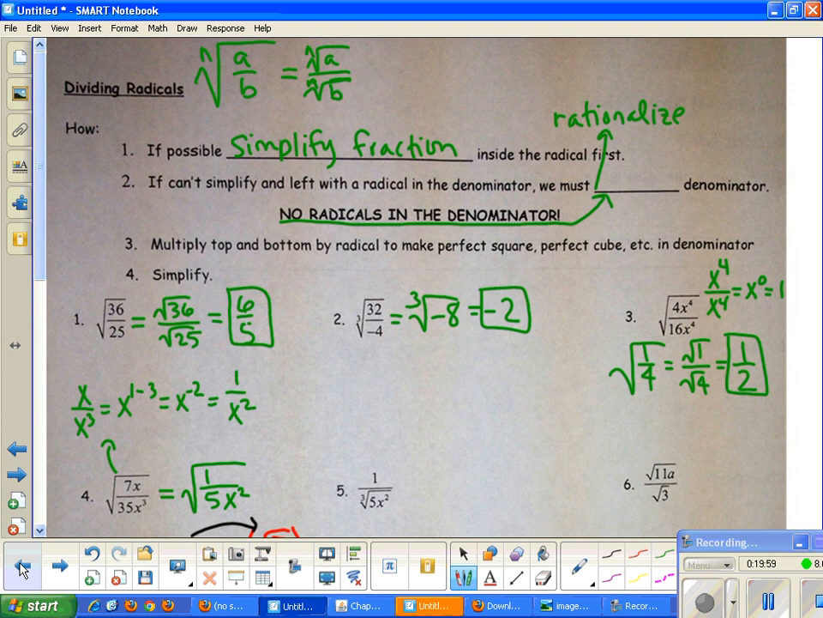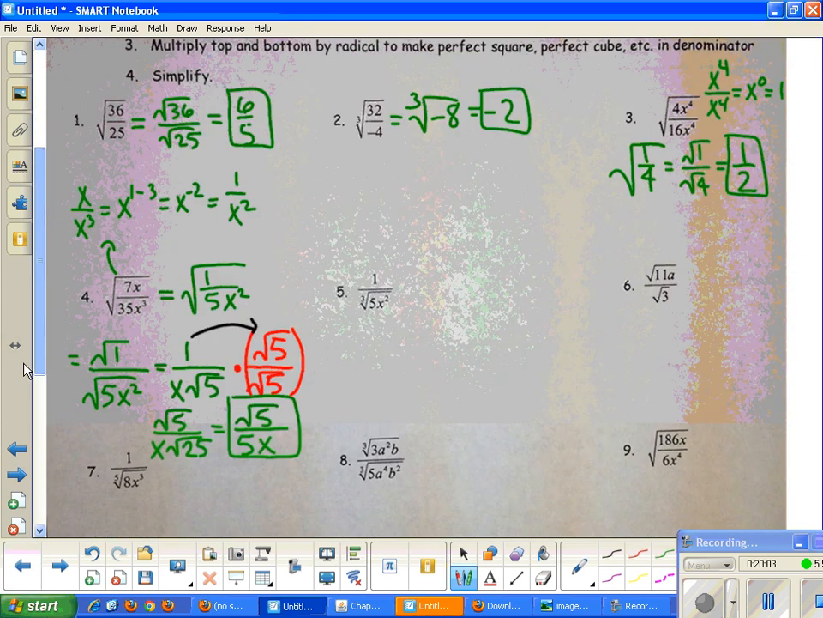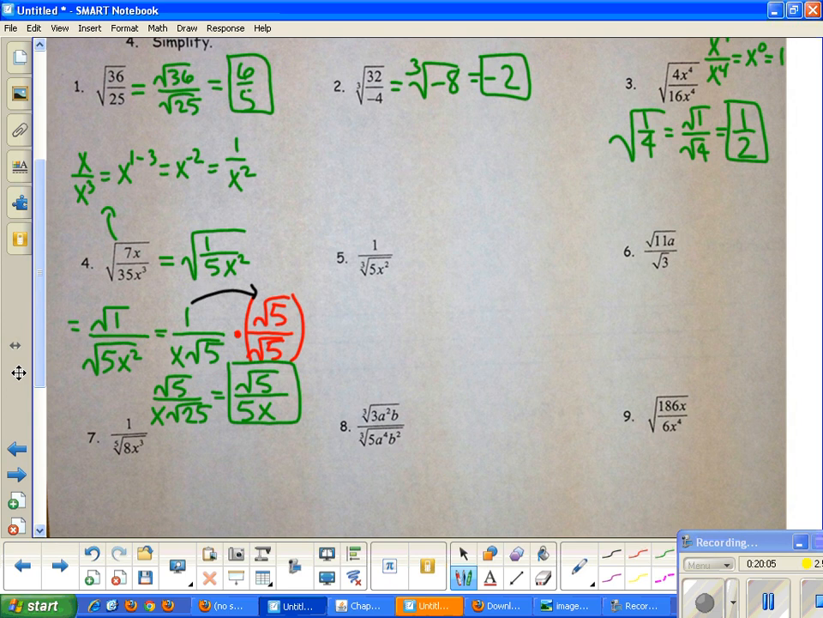So let's go back to that paper that we had. If I look at question number 5 here, now notice that I can't simplify anything. I have the cube root of 5x squared. So I need to multiply this by the magic 1 to rationalize my denominator. So what is that magic 1? It has to be the cube root of 3 over the cube root of 3.